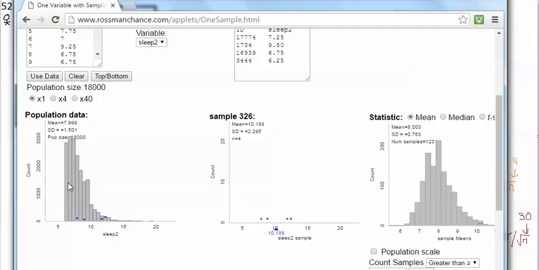So like I said, if the population is normal, the sampling distribution is always normal, no matter what sample size you're using. If you're sampling from a skewed population, the sampling distribution is skewed with a small sample size of less than 30, but is roughly normal with a sample size of 30 or larger.